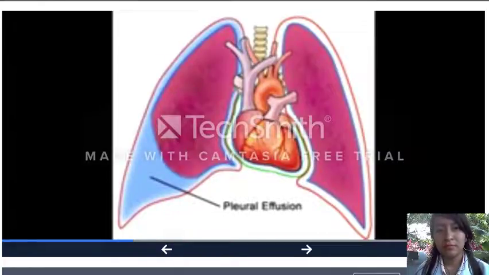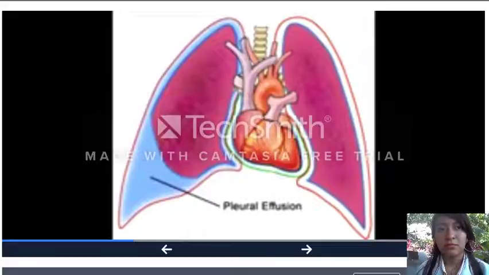What are some causes that would lead to transudative pleural effusion? Transudative pleural effusion occurs in congestive heart failure, nephrotic syndrome, and hepatic cirrhosis. So in all these conditions, the transudative fluid is going through tight blood vessels.